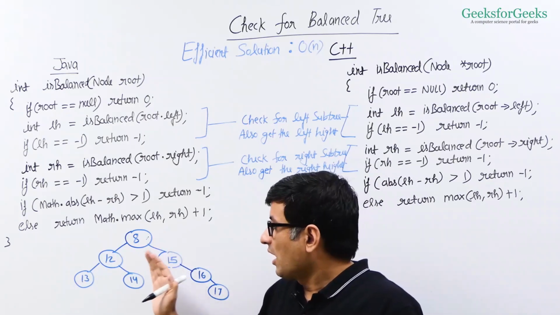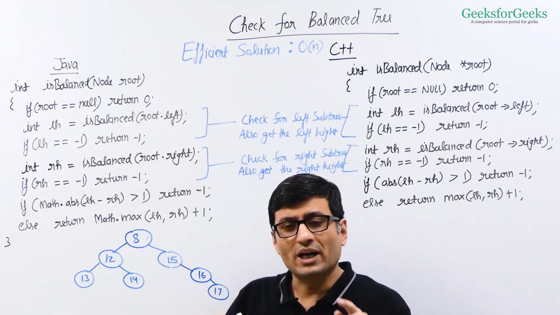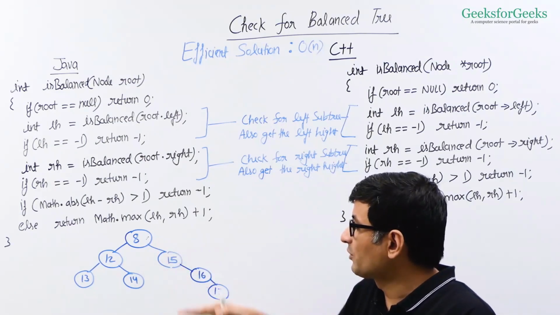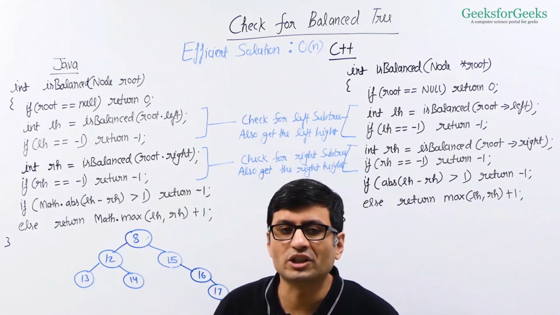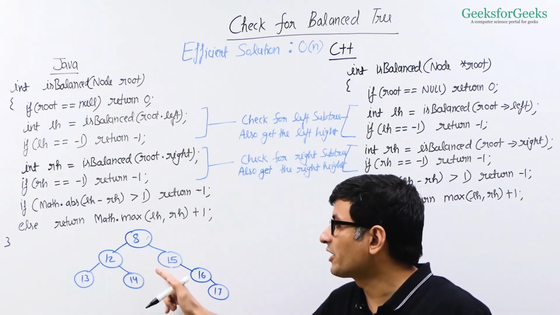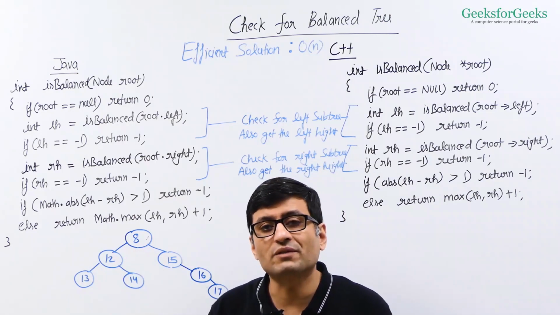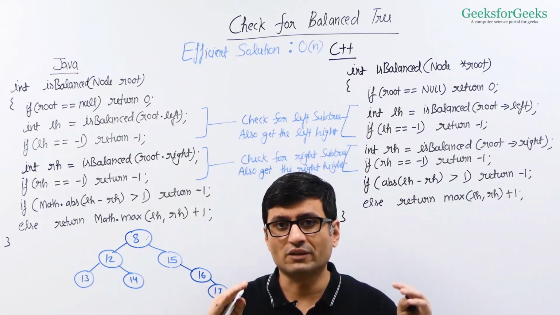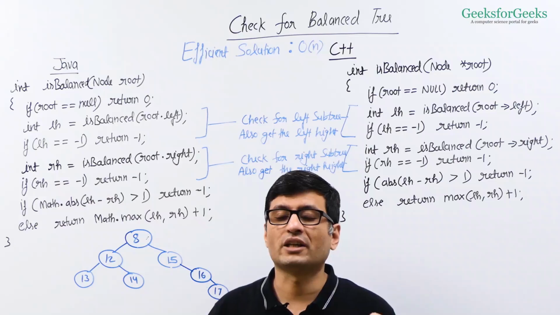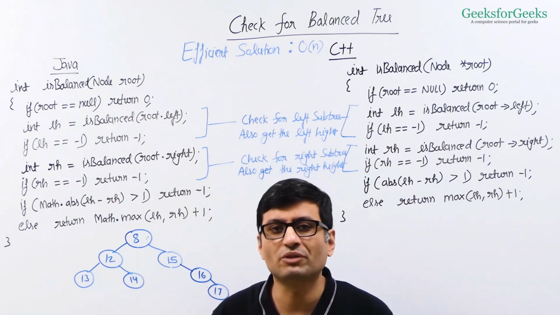So we call for the left subtree, check if it is balanced or not. If it is balanced, then we use the left height, the returned value. We call isBalanced for the right subtree. If it returns -1, then we immediately return -1. Otherwise, we use the right height. Using the left and right heights, we check if the node is balanced or not. So before checking for the current node, we check for the left subtree whole and we check for the right subtree whole. And if any of these left subtree and right subtree are not balanced, we return -1. And if both are balanced, then we check the current node.